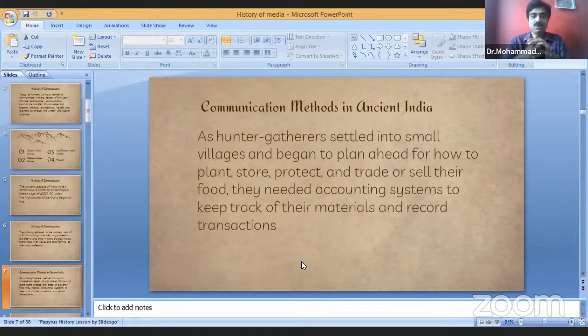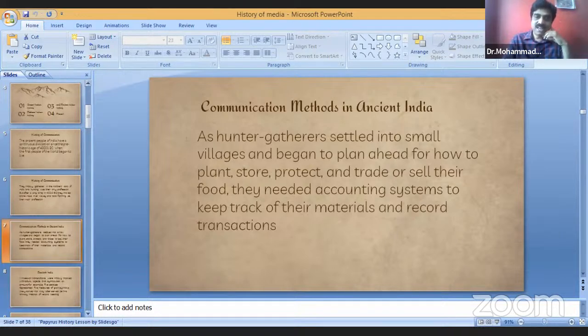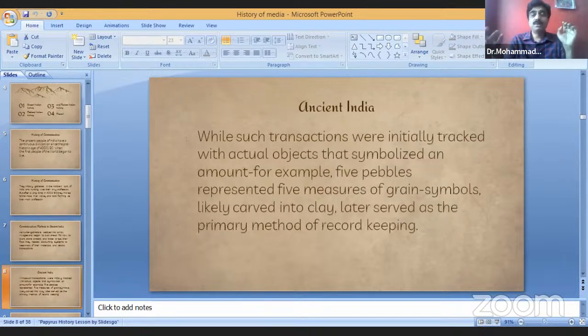So an accounting system was needed to keep track: how much quantity they had produced, how to store it, how to transact with people, and how to record the transactions. They needed to preserve all these records, and to identify their goods when they wanted to sell their products to other tribes and people of other regions.